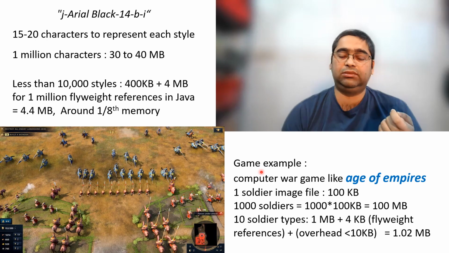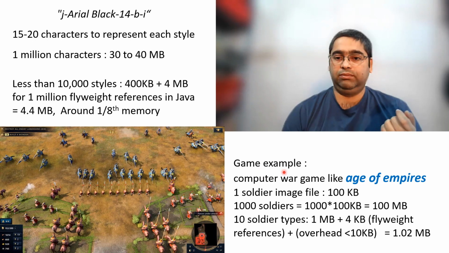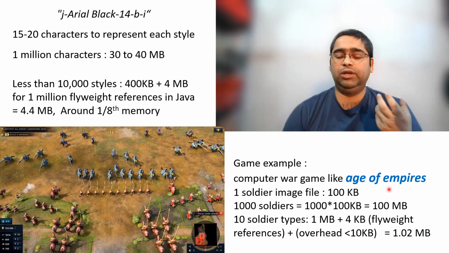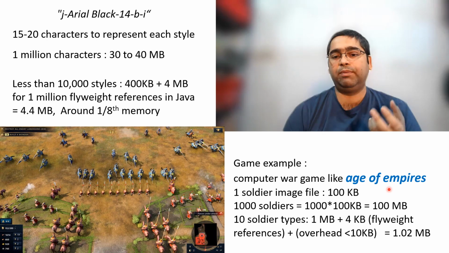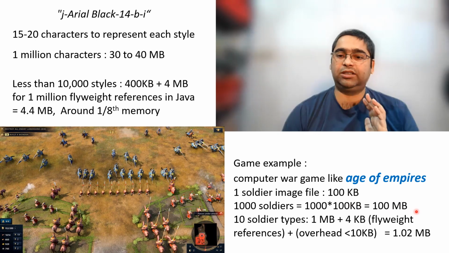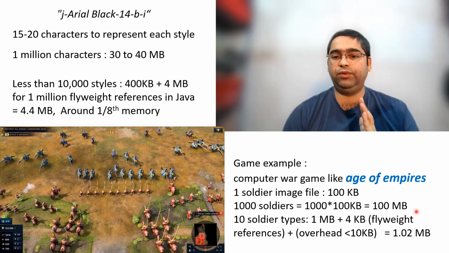Let's take the game example. There is a famous computer war game, which is Age of Empires. In that we have to show images of soldiers, images of buildings, weapons, and what not. Let's assume we are using a 3D image or a GIF image to show a soldier, and its size is 100 KB. So to depict 1000 soldiers, you will have to use 1000 into 100 KB, that is 100 MB. So it just eats away 100 MB of your RAM.